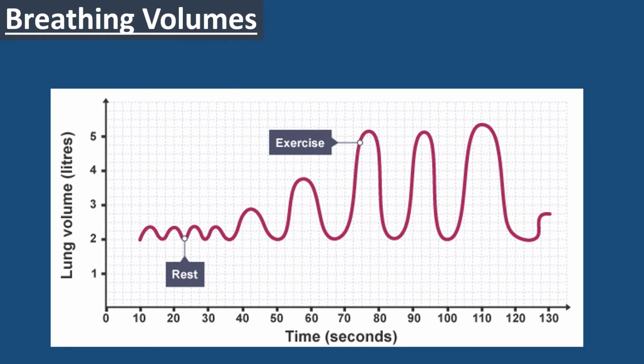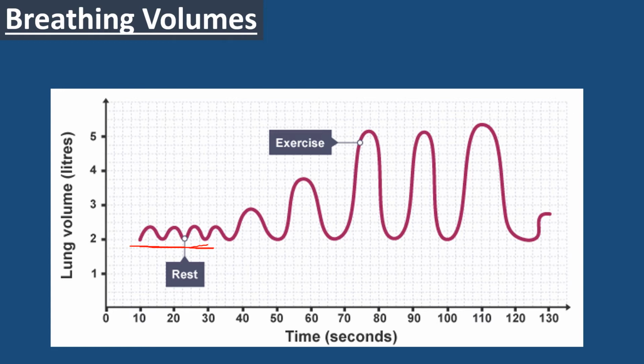Now we've identified what tidal volume and vital capacity are, we're going to look at those in relation to being at rest and in relation to exercising. So whilst we're looking at our breathing volumes, there's a couple of bits that I want to highlight on this graph. So here we can see this person is resting. We know that because their lung volume is relatively low and it's pretty consistent, so we can see it's sitting at about 2.5 litres.